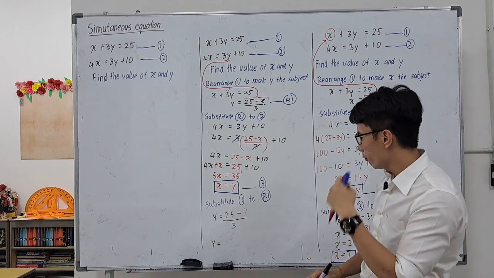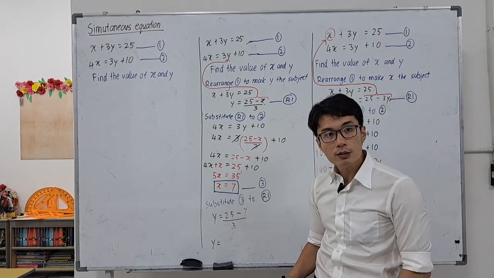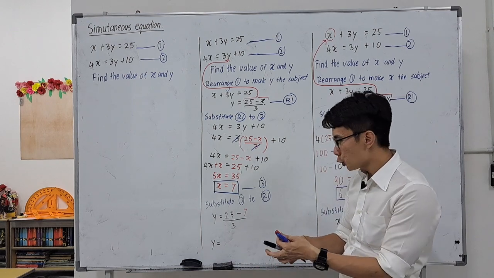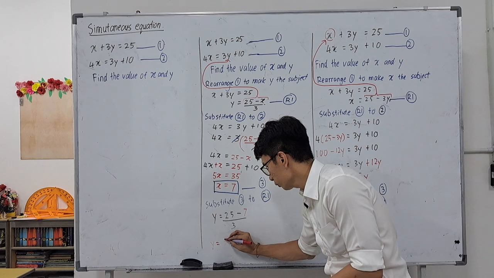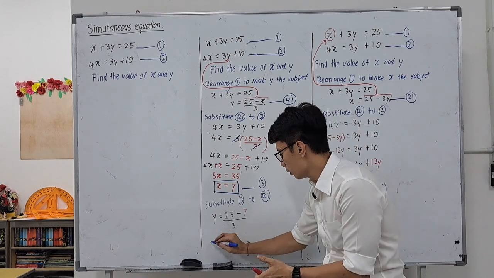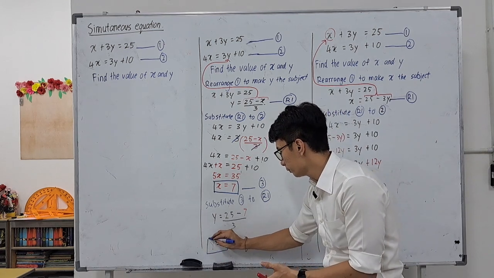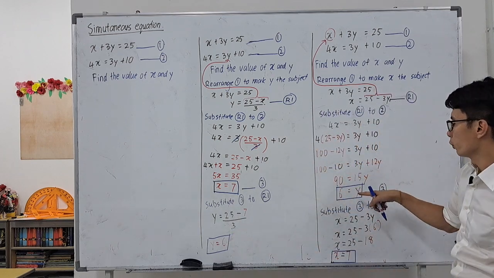Alright, 25 minus 7, that's going to give me 18. 18 divided by 3, and true enough, that will give me 6. Okay, which is exactly the answer over here.